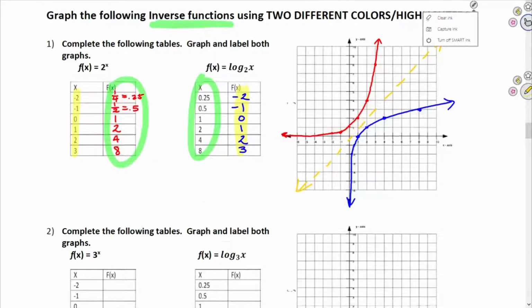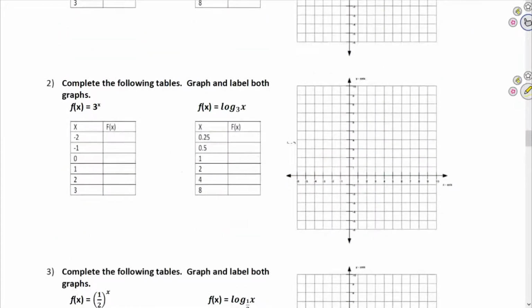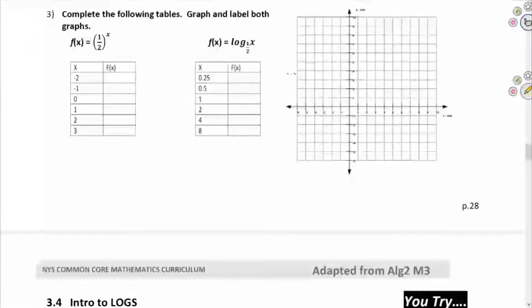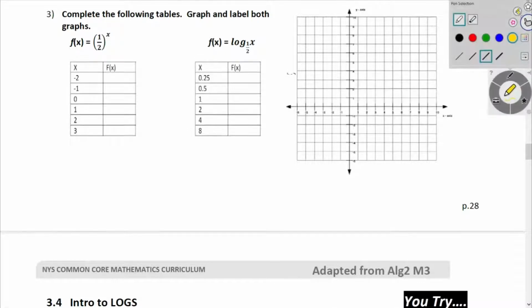I'm going to show you one more. Not this one. This one's very, very similar to the above. It's just base 3 instead of base 2. Very similar things happen. But on number 3, it's 1/2 as the base, and so some different things happen here that I think are worth discussing.